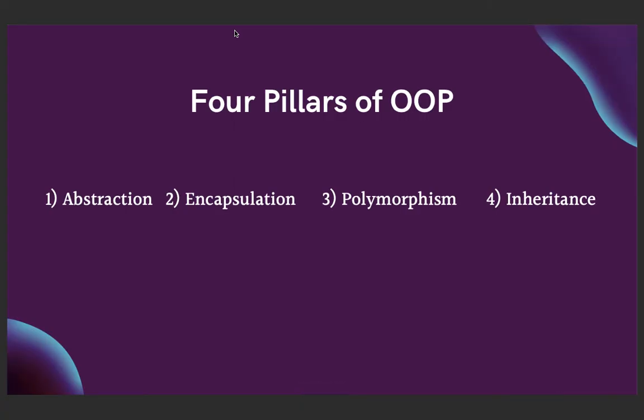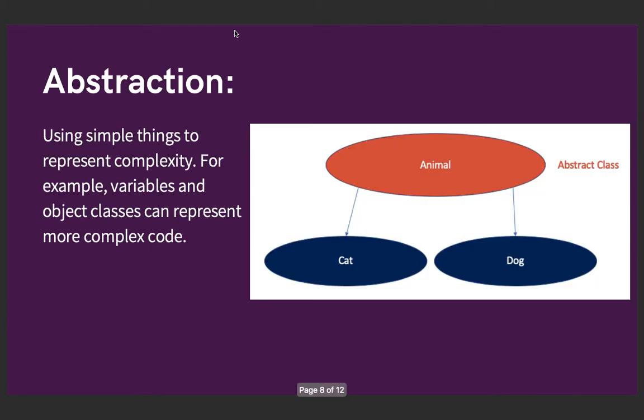So, in object-oriented programming, there are four main pillars: abstraction, encapsulation, polymorphism, and inheritance. Now we'll go a little bit more into each of these. First, abstraction. In essence, it is using simple things to represent complexity. For example, variables and object classes can represent more complex code. Here, the object class that we're using is animal, which is actually an abstract class. If you're looking at animals in a general sense, there's a lot of complexity that comes into it. But if you just have one animal class with certain variables and things that are standard for most animals, this is a simpler way to represent what's complex. As we see here, there's the abstract class of animal. Then we also have subclasses of cat and dog, which are also animals. So it's an easier way to organize your code, make sure that you understand what goes into each method, and just a better way of tracking.